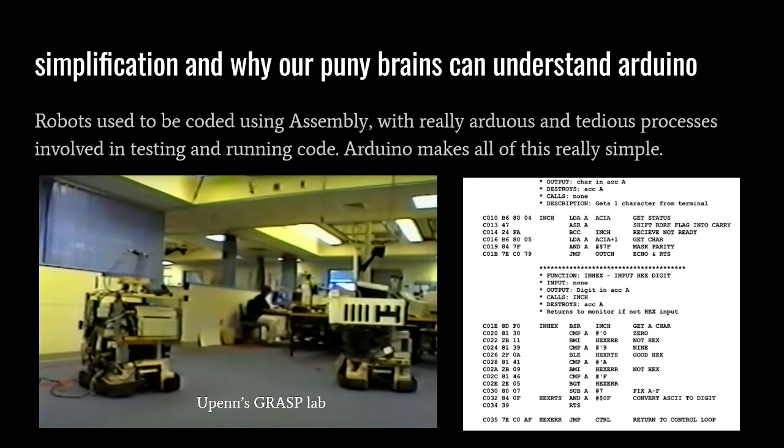So yeah, okay, simplification and why our puny little brains can understand Arduino. Robots used to be coded using assembly, which was a really arduous and tedious process. This is assembly. You're looking straight into the computer, looking at specific bits and telling them, hey, take this piece of memory, move it somewhere else. Take this data, move it here. You're telling the information where to go, and that's quite crazy lah. For computer programmers, none of us do this unless we are taking a robotics class or we just hate ourselves. Don't worry, y'all won't have to learn assembly. I hope.